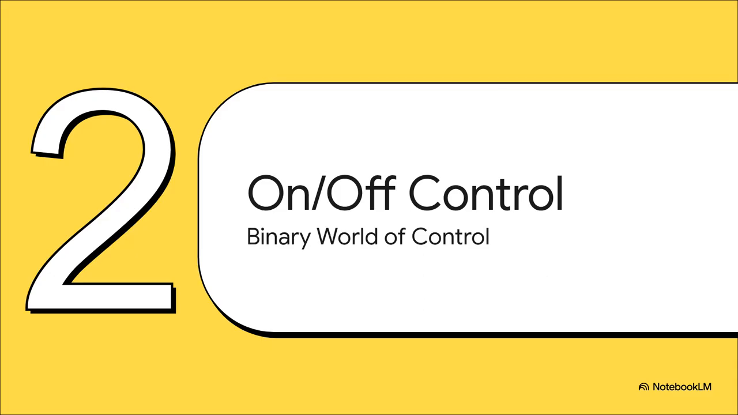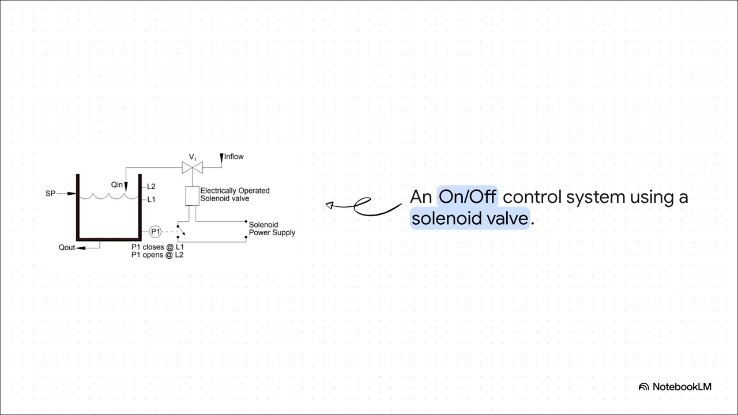Section 2. The simplest approach. On-off. The binary world of control. Okay, check out this basic tank setup. We've got an electrically operated solenoid valve managing the water inflow. When the water level hits a very specific low point, which we'll call L1, a differential pressure switch just blasts that solenoid valve 100% open. And then, at the high point, L2, it slams it 100% shut. It is a completely binary all-or-nothing approach.